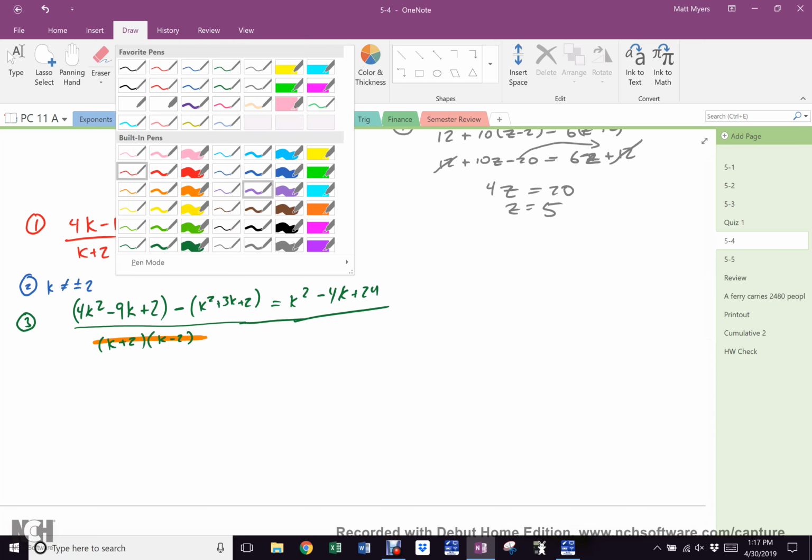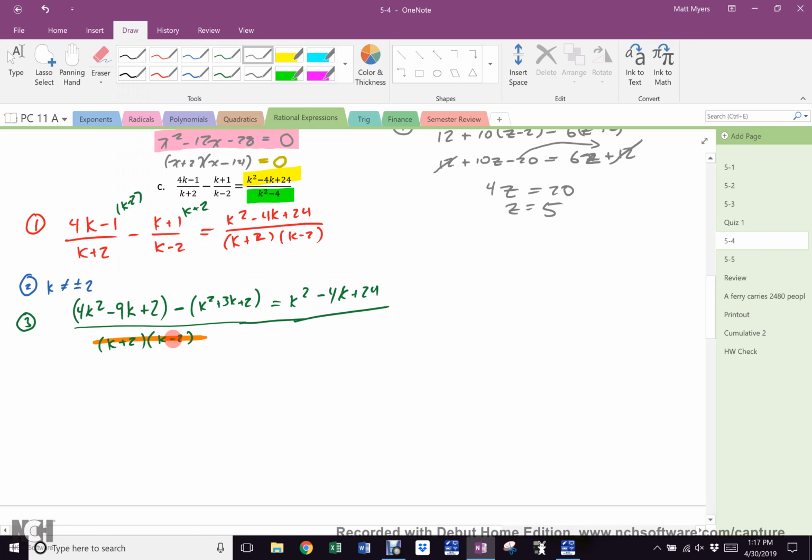I do what, Sarah? I cross it out in orange, and then I do what? Collect like terms, simplify, isolate the variable, give an answer. Exactly what you have done since the 9th grade. So, what is 4k squared minus k squared? 3k squared. Done. What is negative 9 minus 3k? Negative 12k. What is 2 minus 2? Nothing. Equals k squared minus 4k plus 24.